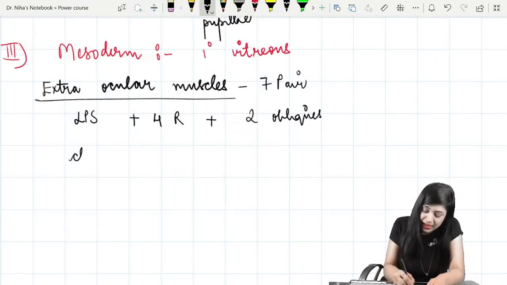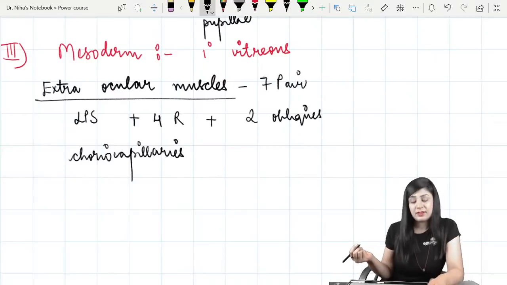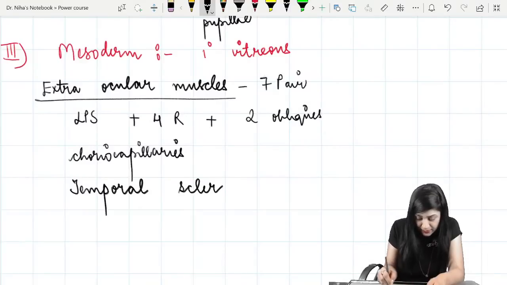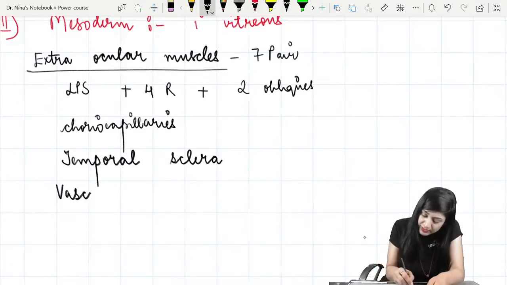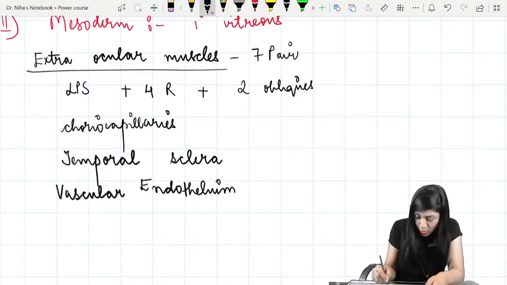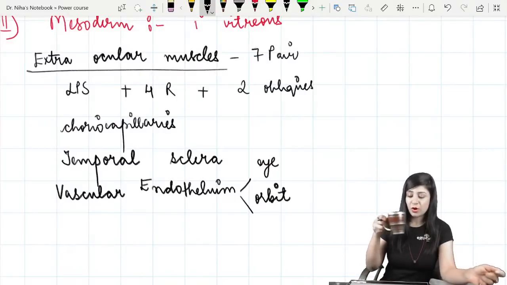Then we also have the choriocapillaries along with the temporal sclera. Only the temporal part of the sclera is actually coming from mesoderm, along with the vascular endothelium of the eye and the orbit.